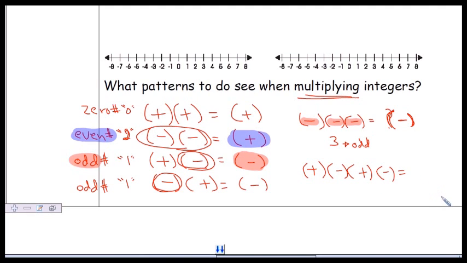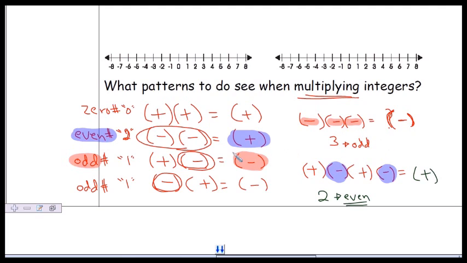What kind of answer are you going to end up with? Well, let's see. Remember we said even is positive, odd is negative. So let's see how many negatives we have. We have this negative and we have this negative. We only have 2 negatives. That 2 is an even number. So because we have only 2 negatives, that's an even number, so our answer is going to be a positive answer. Whatever answer we get is going to have to be a positive number.